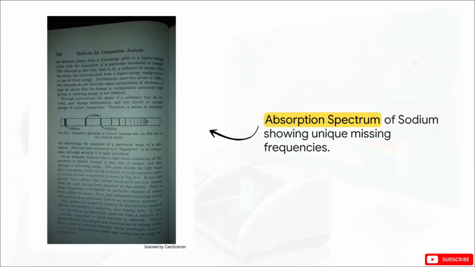Notice those distinct, dark, vertical lines? That's not a glitch. Those represent the exact specific frequencies that are now missing from the light beam. And why are they missing? Because the sodium atoms actually absorbed that specific energy to fuel those exact electron jumps we just talked about. Every single compound containing sodium will produce these exact same missing lines.